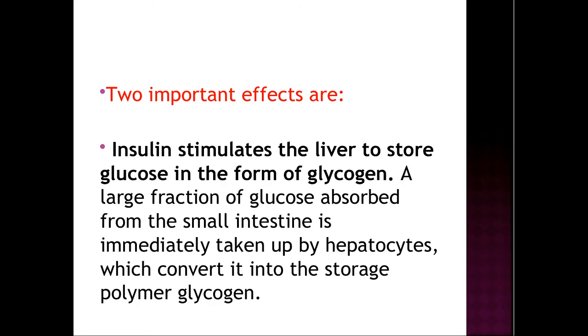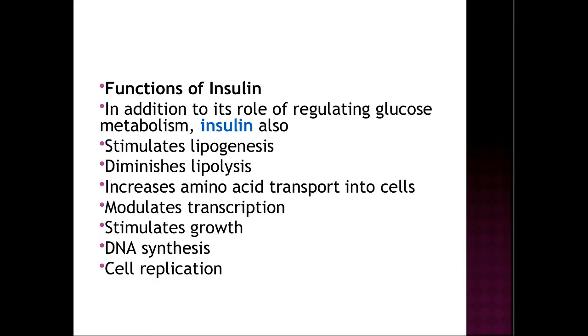Second one is insulin stimulates the liver to store glucose in the form of glycogen. A large fraction of glucose absorbed from the small intestine is immediately taken up by hepatocytes in the liver, which convert it into the storage polymer glycogen.